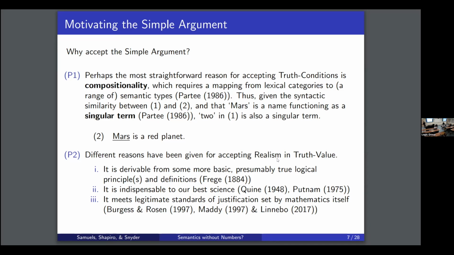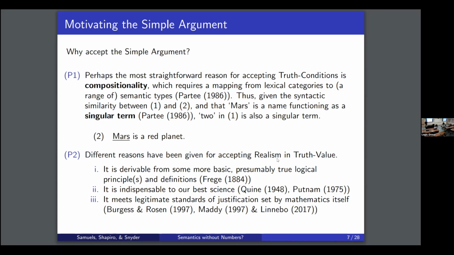Okay, so given the syntactic similarity between our original sentence, 2 is an even number, and this sentence, Mars is a red planet, if 2 and Mars (A) belong to the same lexical category, and (B) we have similar syntactic structures, which we do, then whatever the semantic function of Mars here is should also be the semantic function of 2 in the original sentence. And the default assumption amongst linguists, I think, most semanticists, and also probably among most philosophers of language, is that the semantic function of Mars here is that of a singular term. That is, it's a referential type expression. Its purpose, its function, is to refer to an object, in this case, Mars.